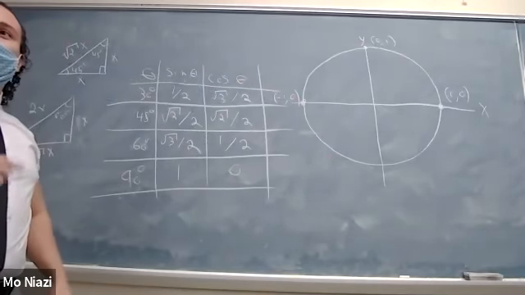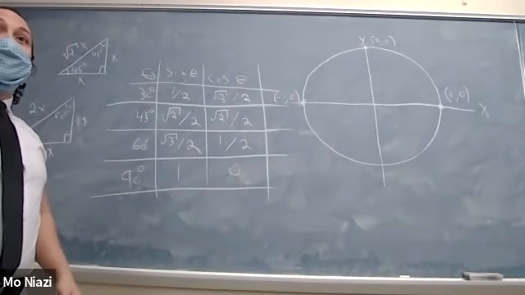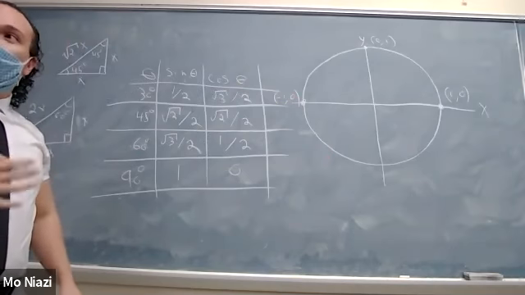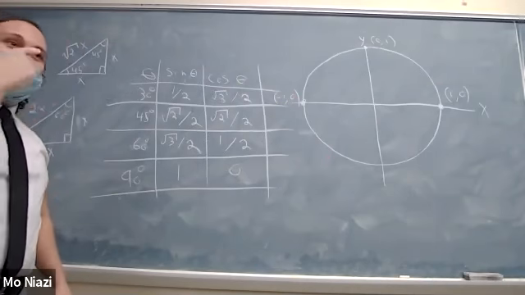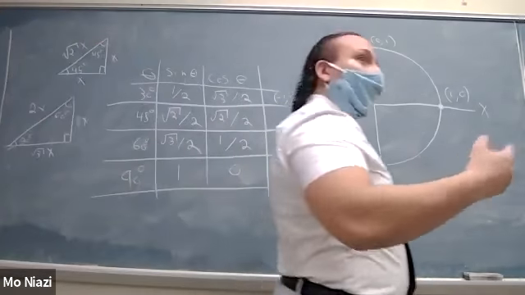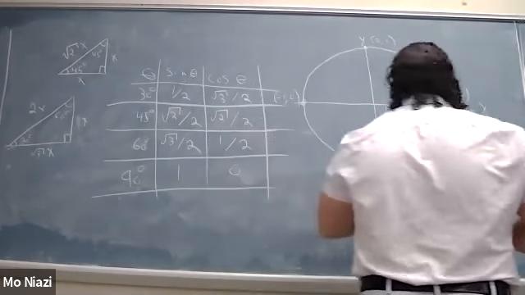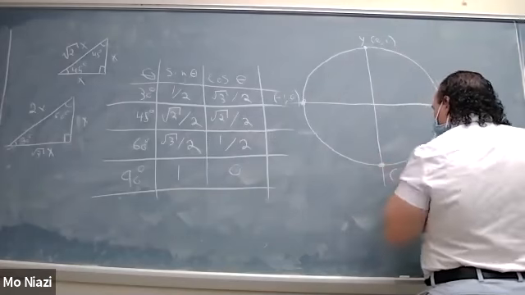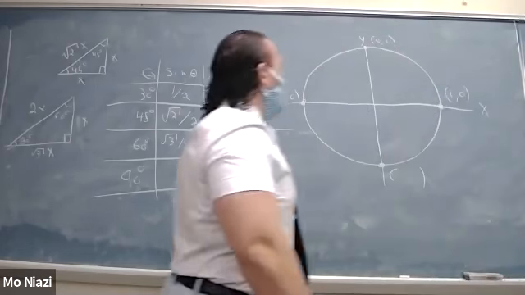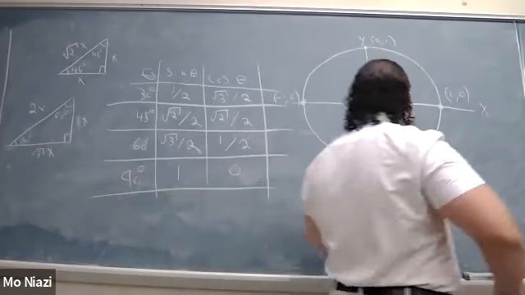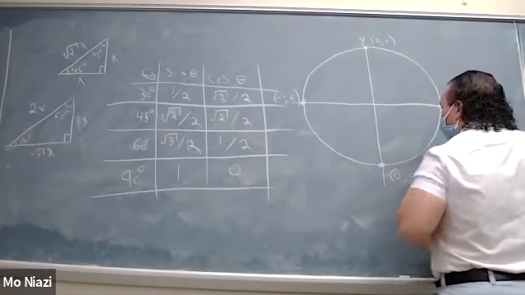Cosine parameterizes x. Remember that. That's very important. Cosine parameterizes x. When I say cosine, you say x. Sine parameterizes y. When I say sine, you say y. There you go. Cosine, sine, there you go. So over here, what are the sine and cosine values? Aha! You're really getting it now.